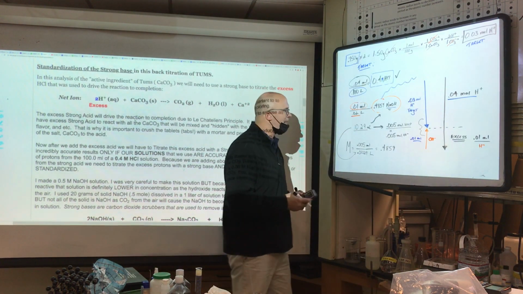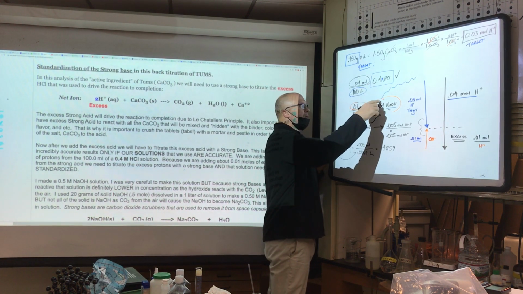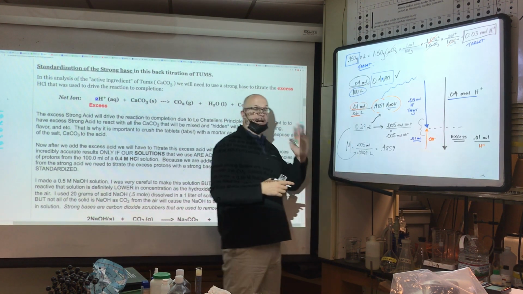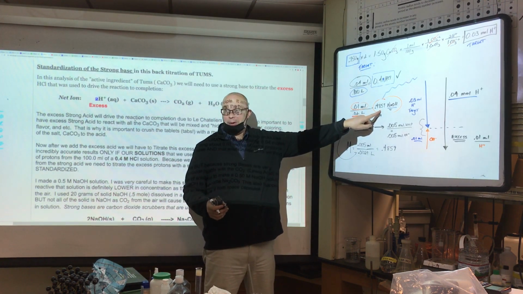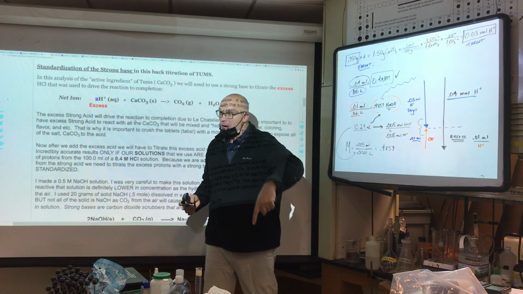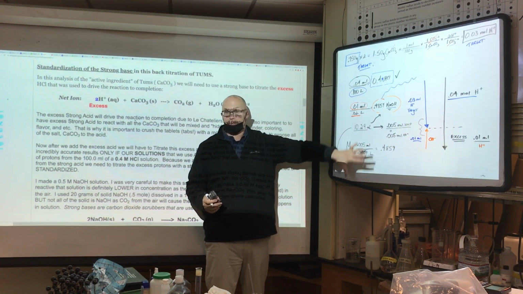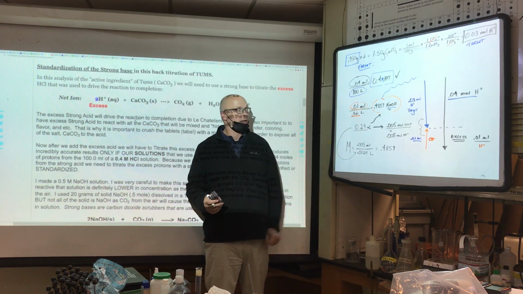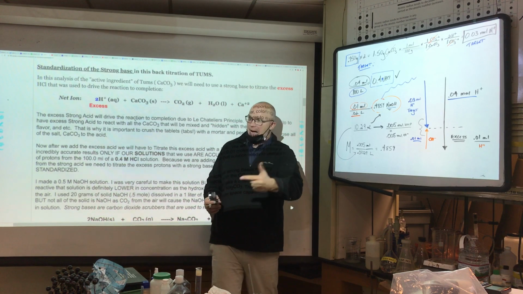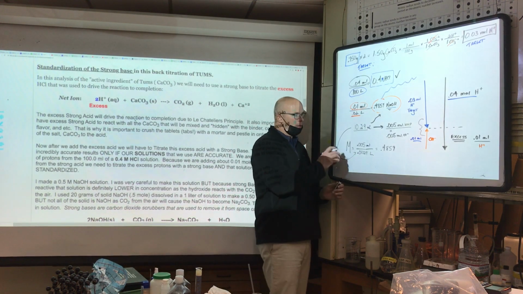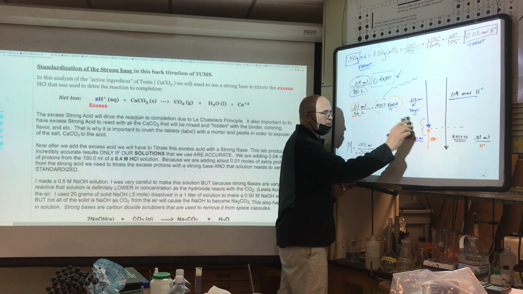This lab is dependent upon what? Knowing the concentrations of these acids and bases. Titration, by definition, is using a known amount of one chemical to get the concentration of the other. So I better know what this is, and that's what we did in the first part of this lab by standardizing. And we use KHP because, hey, it's a solid, it doesn't react, and it's a high molecular mass. And so good. I'm going to take off this data. Now, by the standardization, I know that concentration.